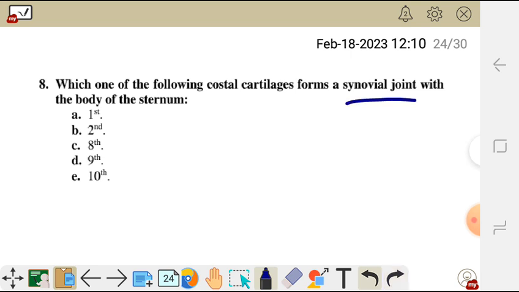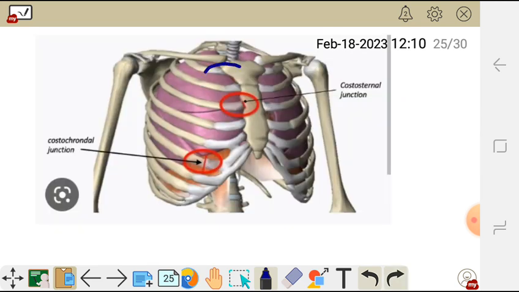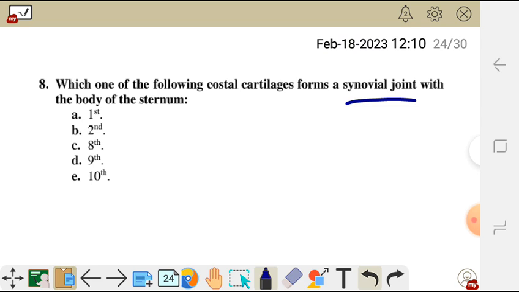The second there. So that is the first, and this the second costal cartilage forms a joint with the manubrium and the body of the sternum, and that joint is a synovial joint. So that is the second there. As you can see there, it is formed between the second costal cartilage and the manubrium together with the body of the sternum, and it is a synovial joint. So the correct answer is the second.